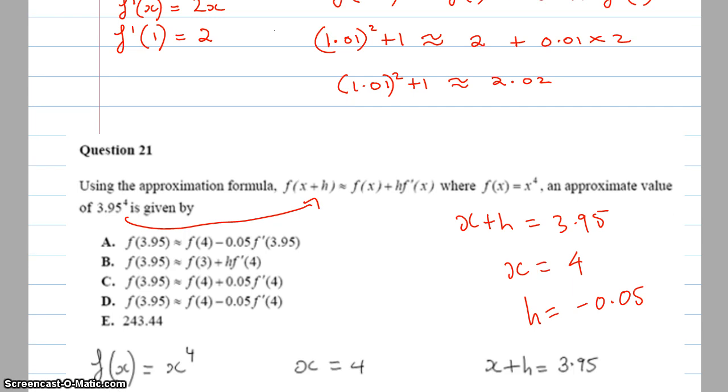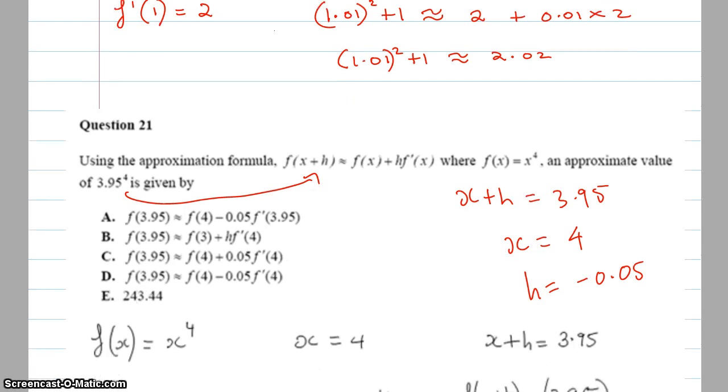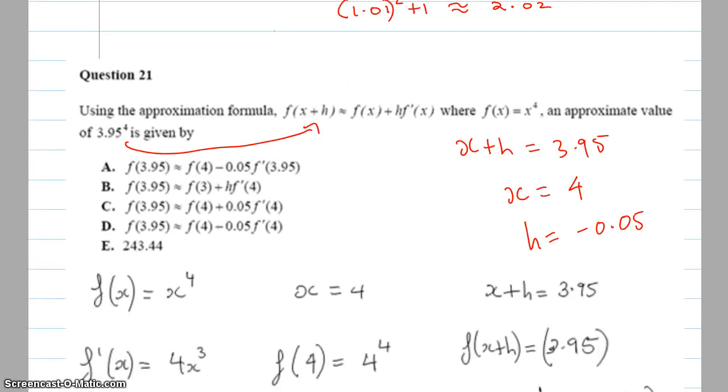Now I'm just going to go about and do this whole question. So I know I need to know all of this information. F of x equals x to the power of 4, x equals 4, x plus h equals 3.95, and I've sort of worked out some of that stuff before. I need to know what f dash x is. It's 4x cubed. And now I just need to put this into my equation, which I had up the top, and I should be able to find it.